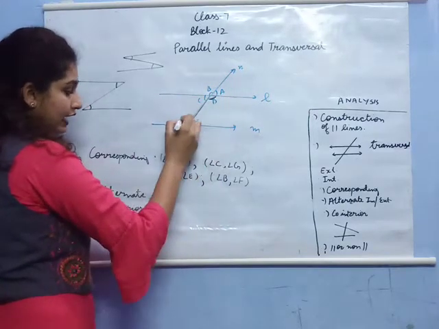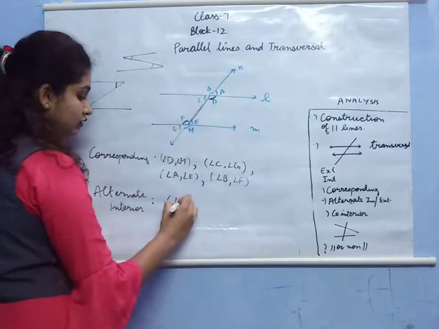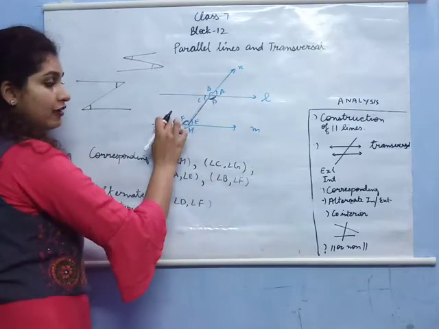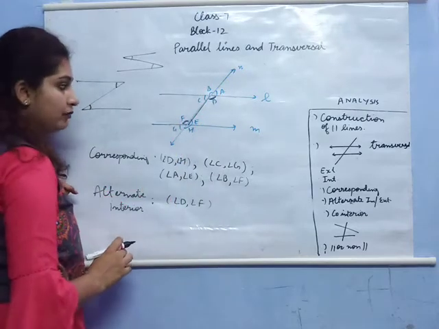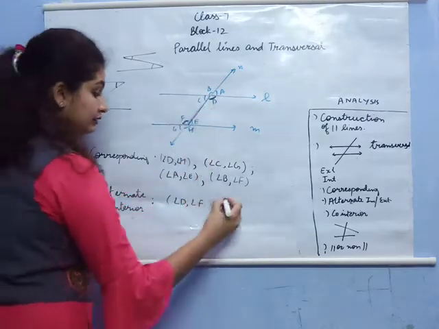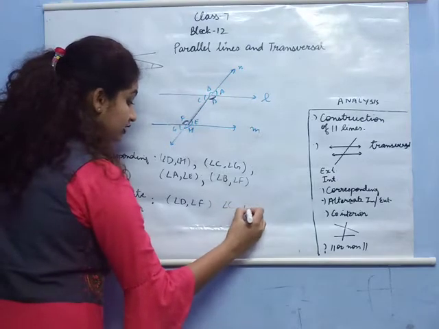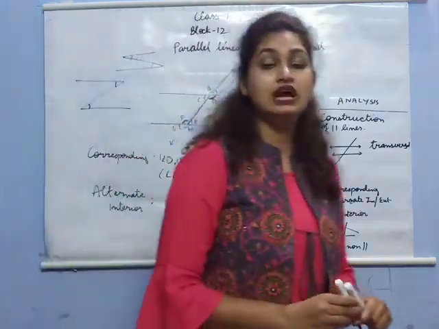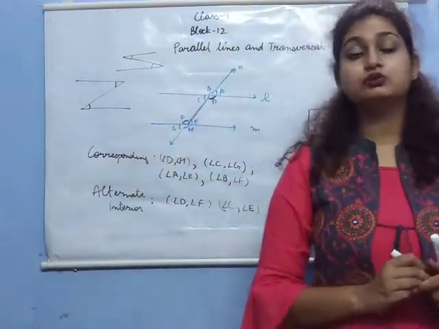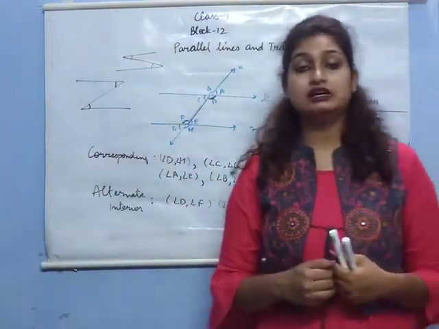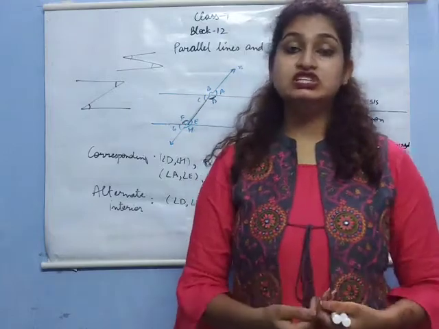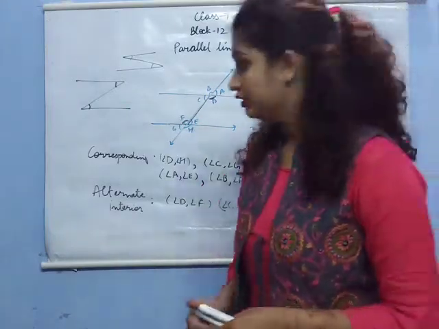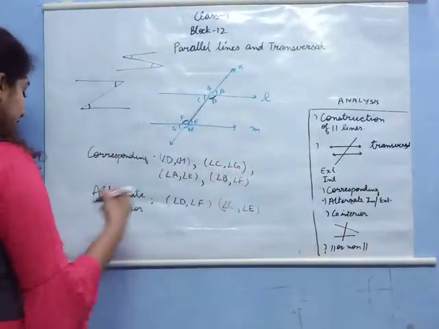angle D and angle F are an alternate interior angles pair. Angle D and angle F. D and F are an alternate interior angles pair. Similarly, C and E. Angle C and angle E are alternate interior angles, and like the corresponding angles, alternate interior angles are also equal to each other when the transversal is passing through parallel lines. Right? Now alternate exterior angles.